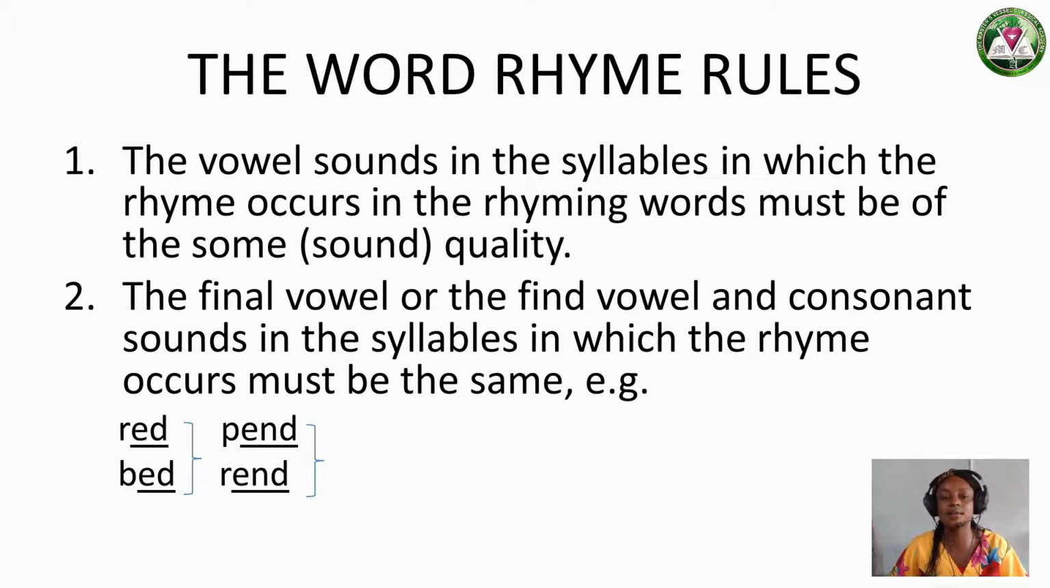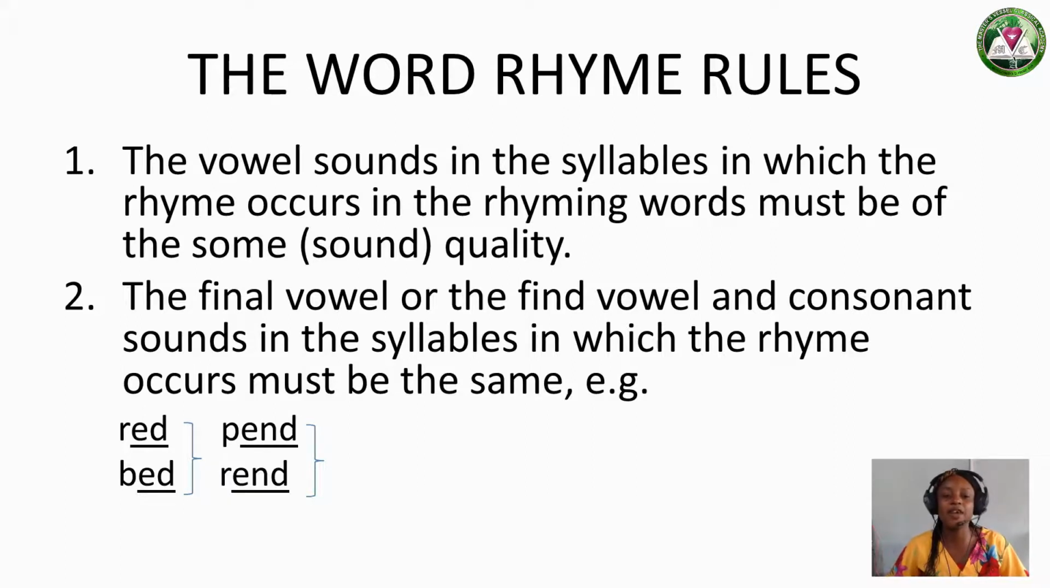The vowel sounds in the syllables in which the rhyme occurs in the rhyming words must be of the same quality. I gave you some examples earlier, like rend rhymes with pend. So you can see that they are of the same sound or quality.